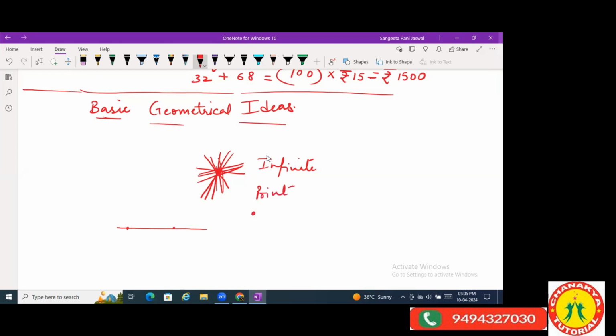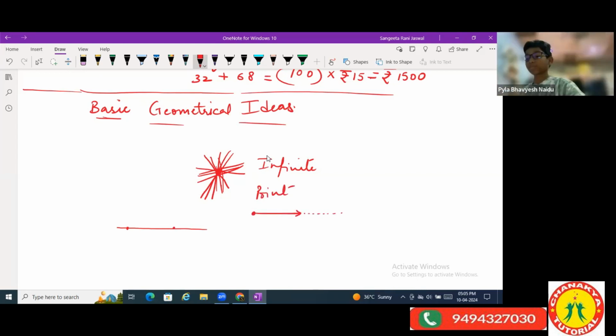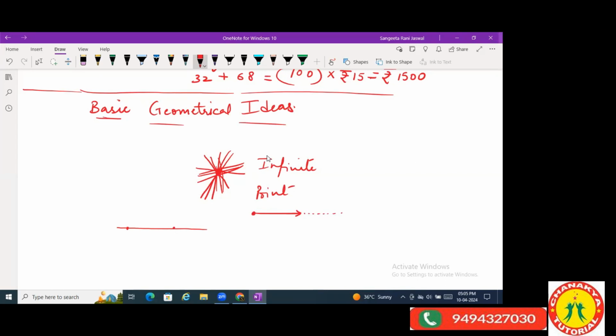Now if I have this point and I stretch a line which goes on further and further, it has no end. That's called a ray. The very famous example is the sun ray. A ray has one end point. It has a starting point, but it has no end point. The sun rays come out from the sun, but we don't see them terminating anywhere. We don't see them stopping anywhere. So that's a sun ray.